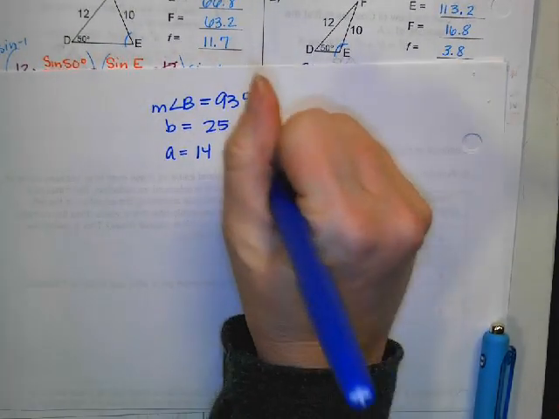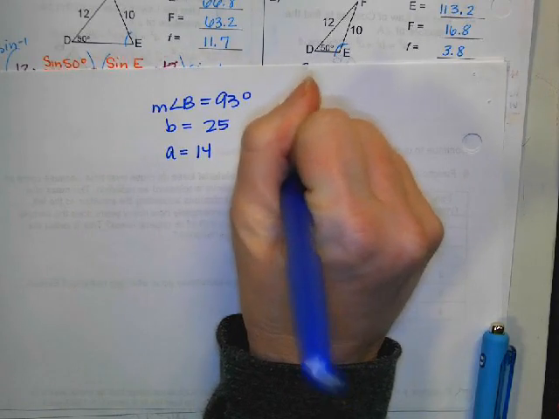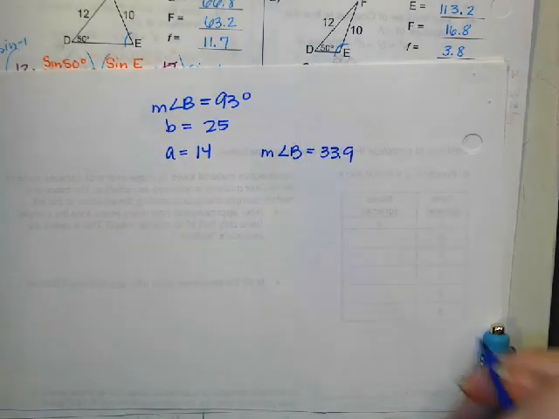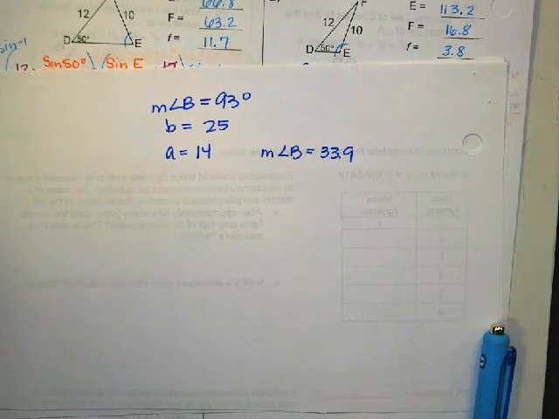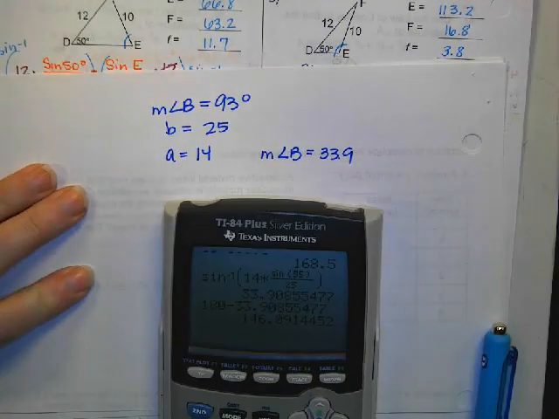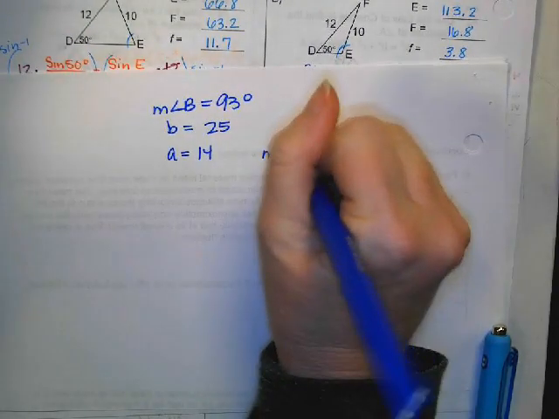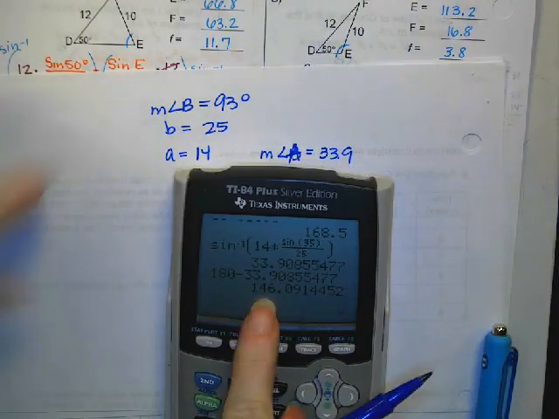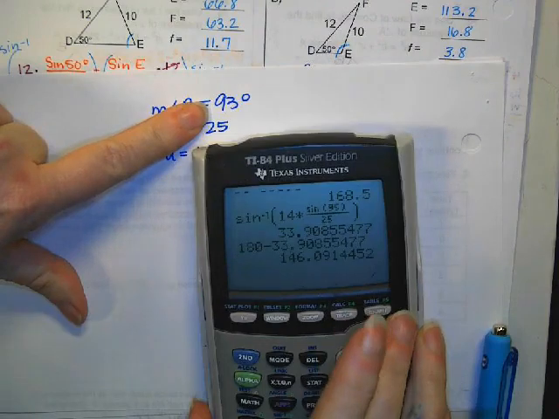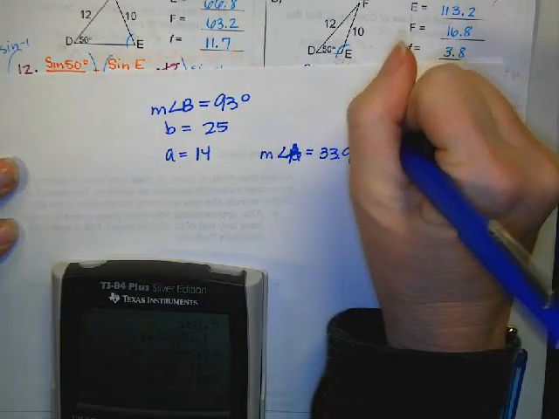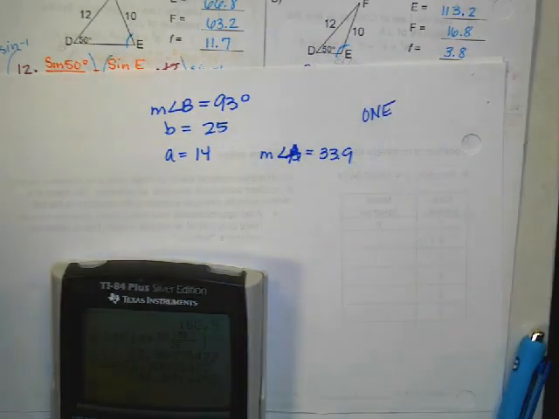All right, so I got measure of angle B to be 33.9. So if I do 180 minus 33.9, I get angle B 146. You already gave us angle B. Oh, well, I didn't mean angle B, I meant angle A, sorry. I get 146.09, and 146.09 plus the original 93 is too big. So that means there's only one. Great.